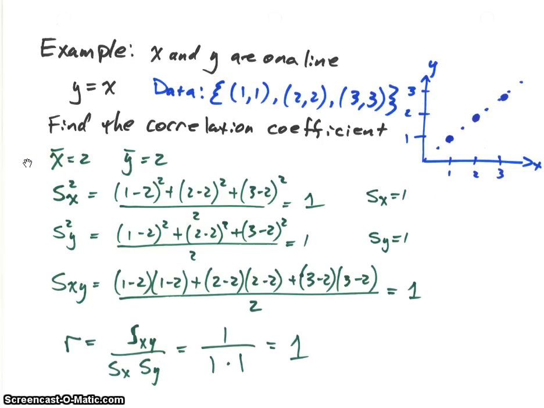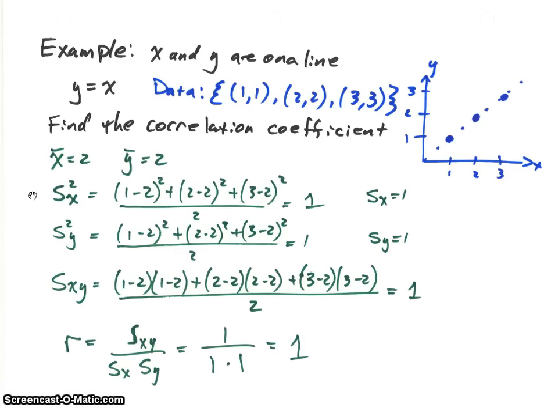The means are fairly easy to find for these two data sets. They both have 3 points, 1, 2, and 3, and so the mean is the middle there, or 2. So both the mean of x and the mean of y are equal to 2. We will need the sample standard deviation, so we'll calculate the sample variance using this equation.